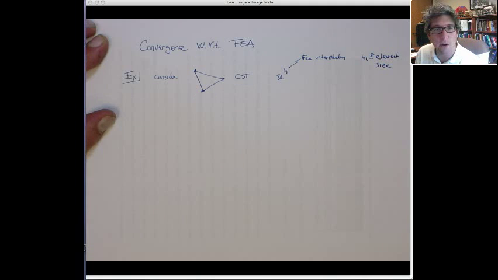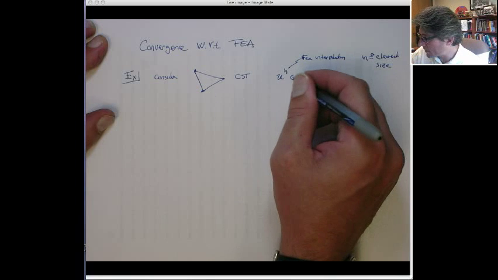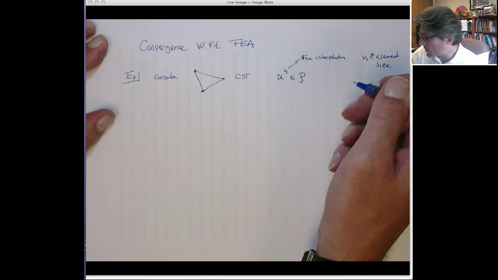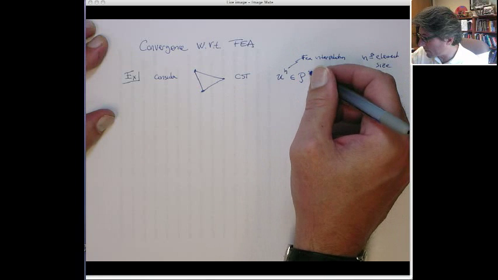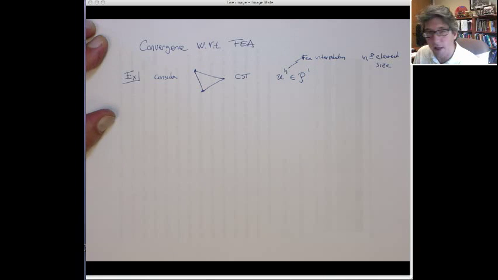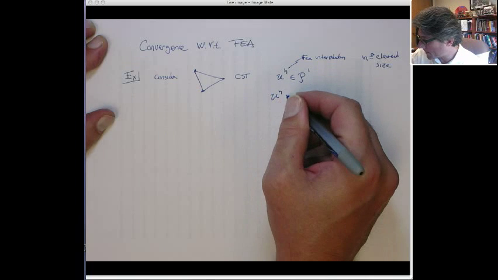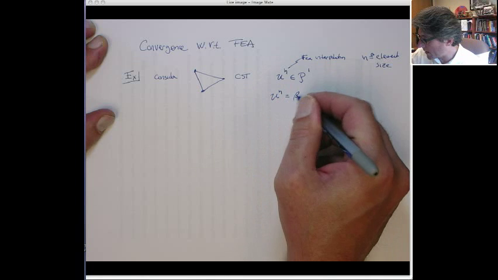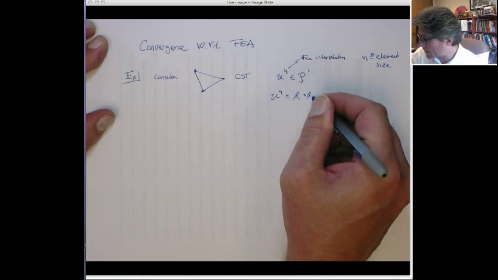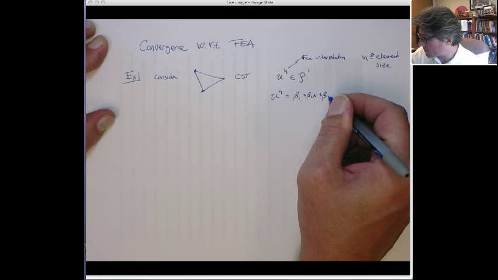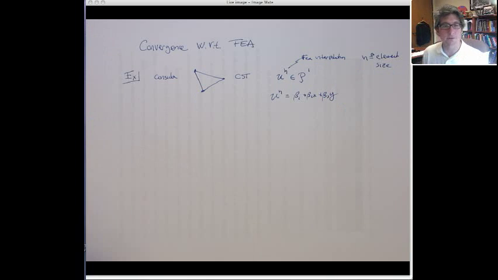As H gets smaller, your error should get smaller, all right? So for a constant strain triangle, this is going to be contained in the space of linear polynomials. So that means it's something like beta 1 plus beta 2x plus beta 3y. That's our interpolation.